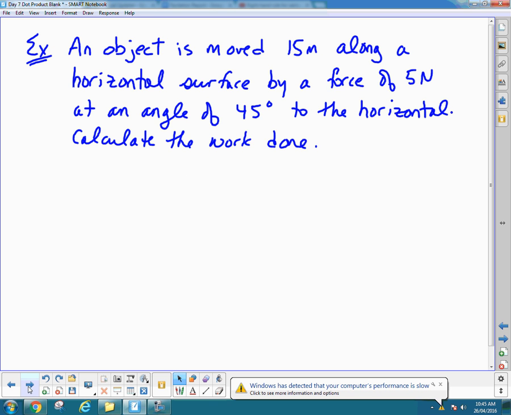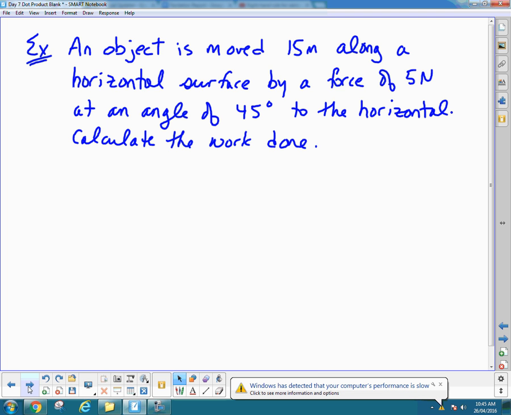What I don't think you have is this example, so I'll give you a moment to copy this down. You can do this in your book if you want. If you need to pause the video, go ahead. The example says: an object is moved 15 meters along a horizontal surface by a force of 5 newtons at an angle of 45 degrees to the horizontal. Calculate the work done.